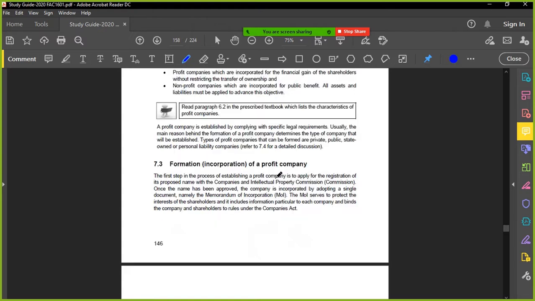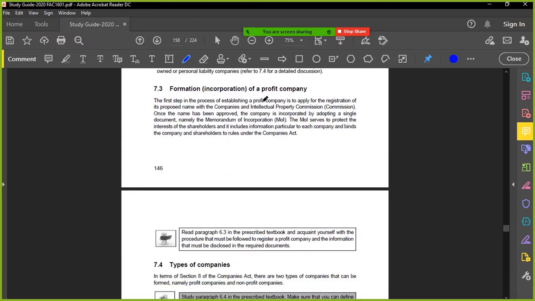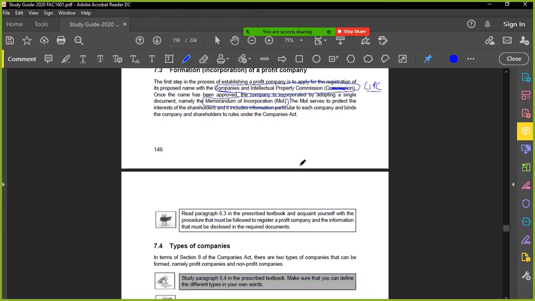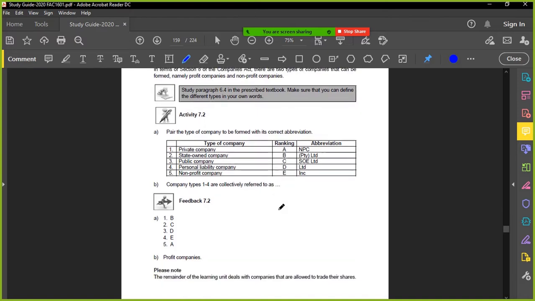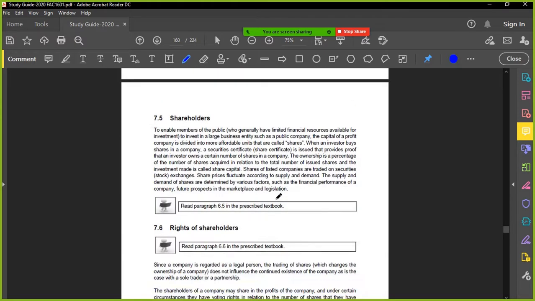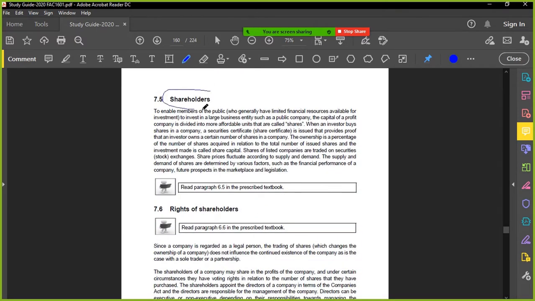Good. All right, here's some notes about the formation of a company. There's the Memorandum of Incorporation. There's the CIPC. Companies and Intellectual Properties Commission, CIPC. I think they made a typo here. That should be CIPC. Okay, it's not a commission, it's just the CIPC. Okay, let's see. Types of companies. Okay, a little match the column exercise there. This is all theory.